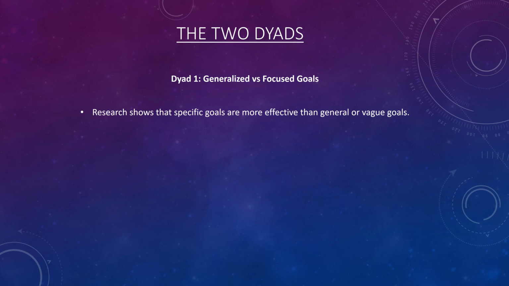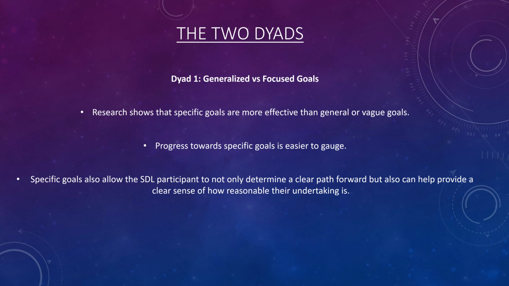Research shows that specific goals are more effective than general or vague goals. Progress towards specific goals is easier to gauge. And specific goals also allow the self-directed participant to not only determine a clear path forward, but also can help provide a clear sense of how reasonable their undertaking is. Therefore, in self-directed learning, focused goals are generally considered much superior to generalized goals.